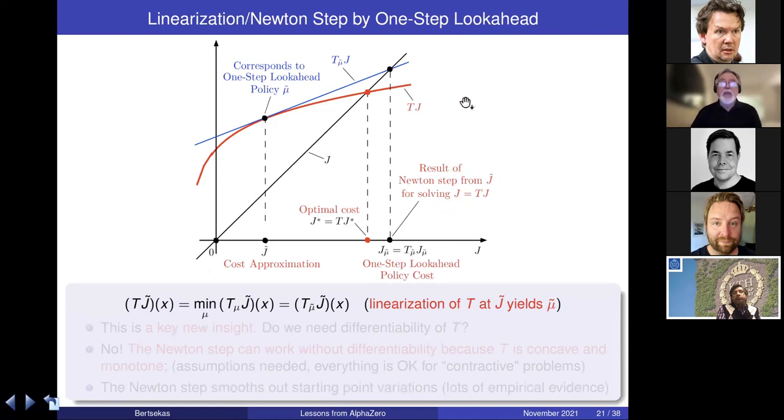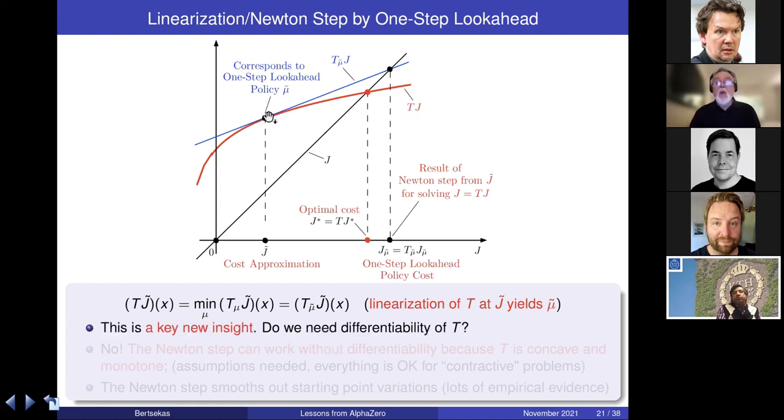here is how it relates to one step look ahead. Now, in one step look ahead, what we do is we have a J tilde, a cost approximation, and we find mu tilde, a one step look ahead policy, which is obtained by minimizing over all possible policies. So what one step look ahead does is it linearizes T at J tilde and obtains this blue operator, which is the look ahead policy mu tilde.